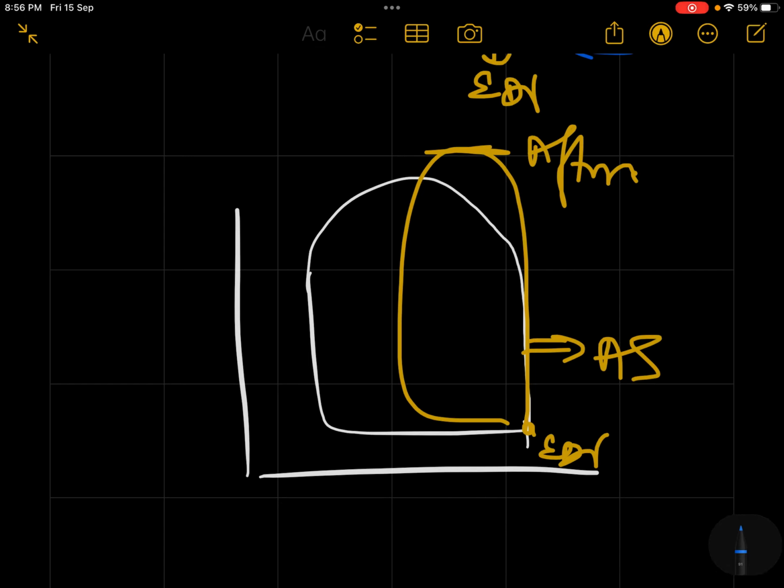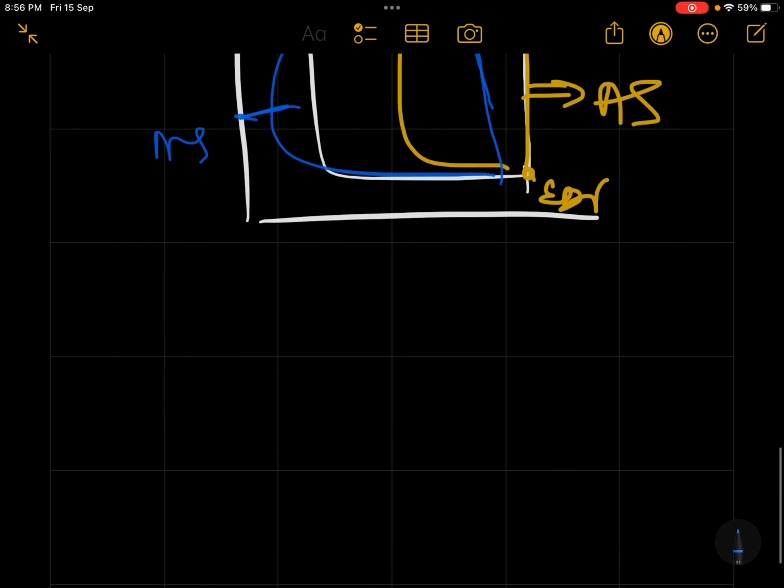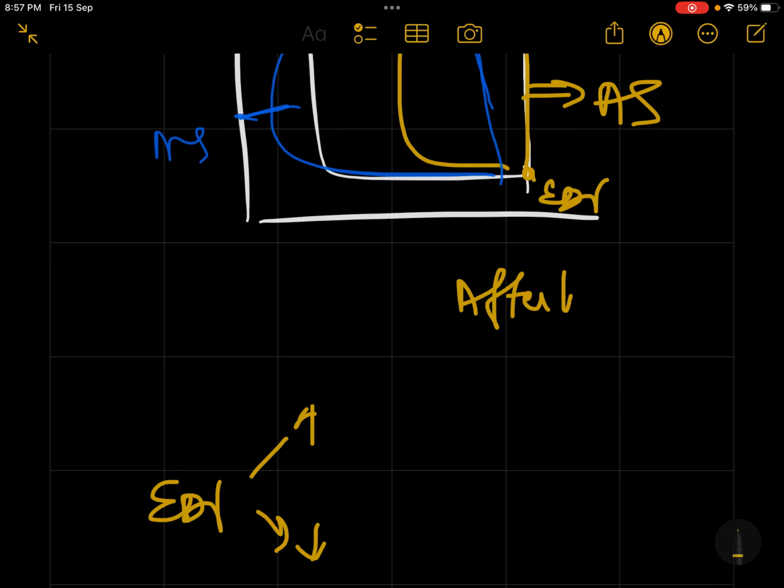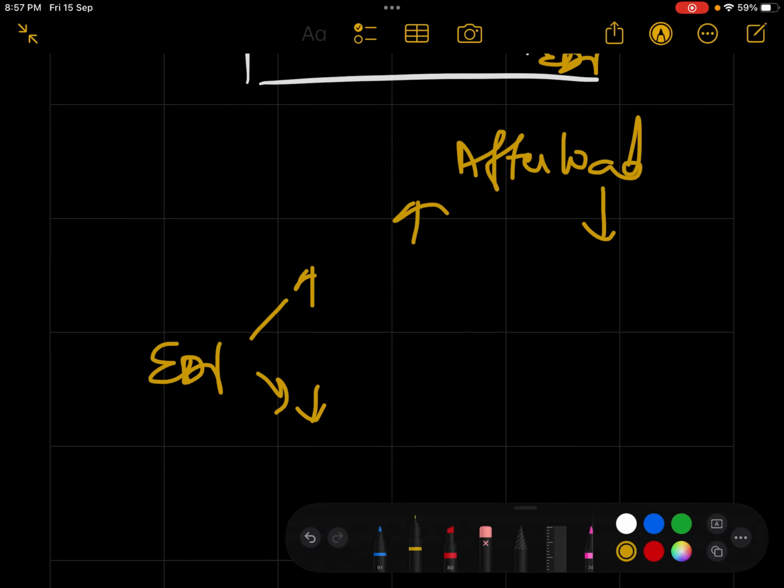But if it is decreased, with a decrease in afterload, it will be MS. So you have to look into two things in total: whether end diastolic volume is increased or decreased, and afterload is increased or decreased.